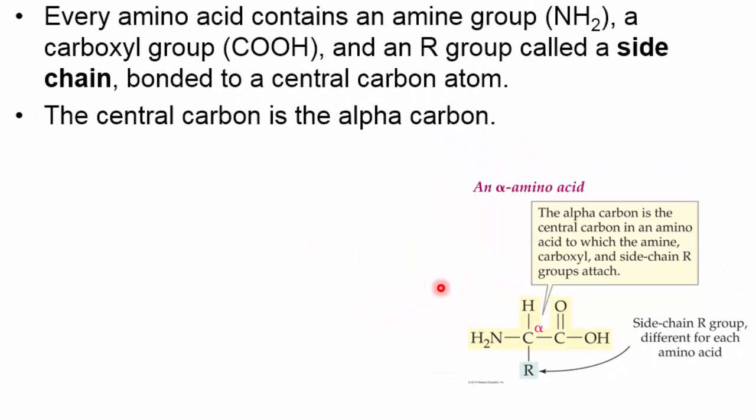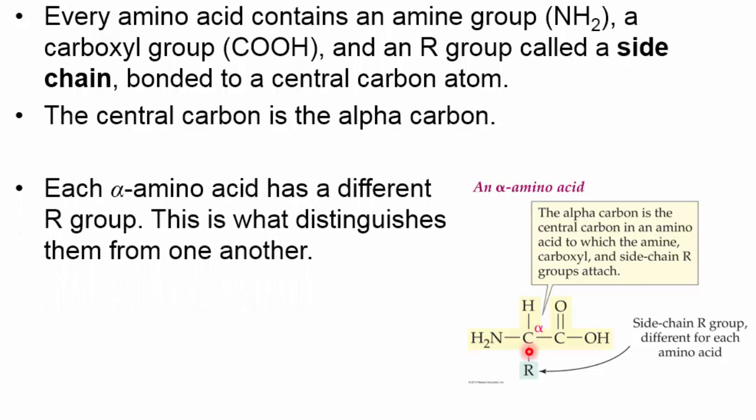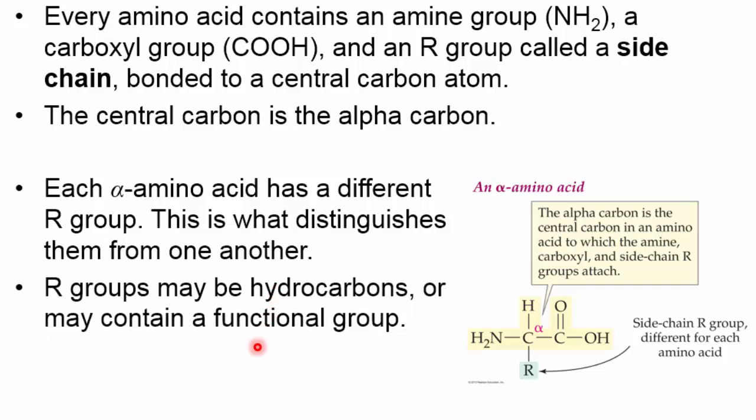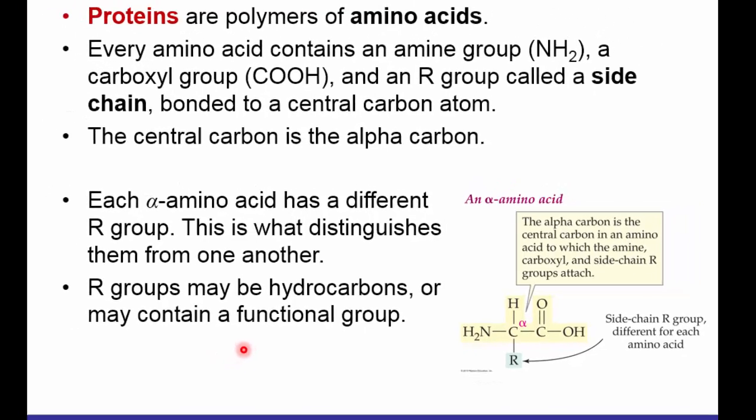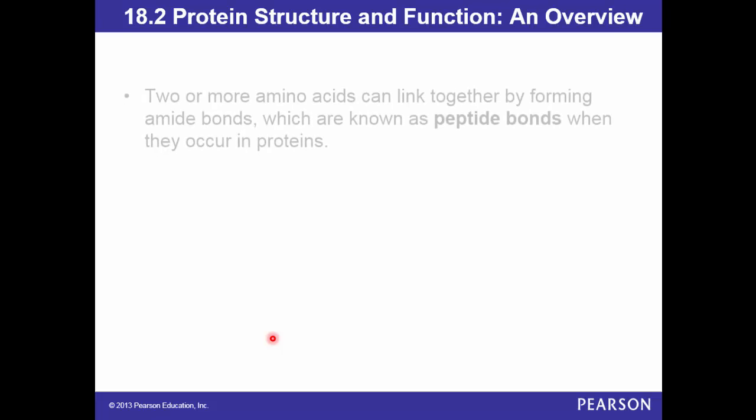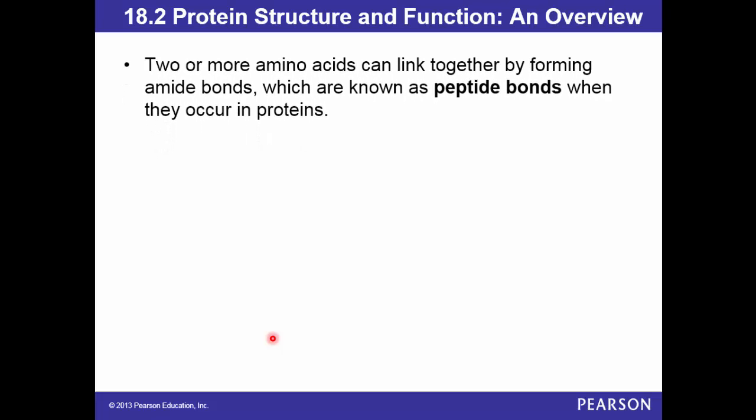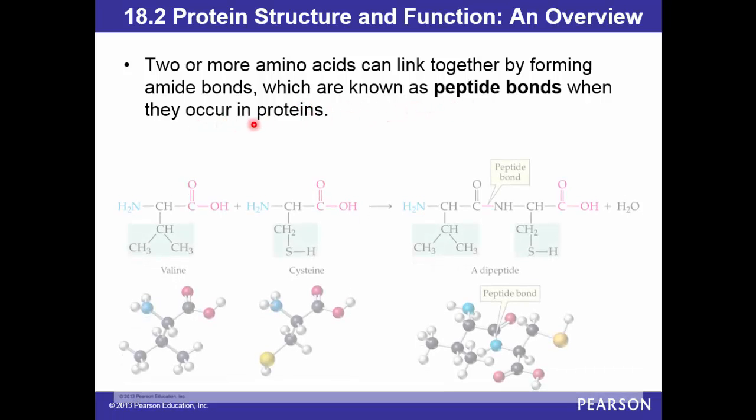So always the central carbon is designated alpha. Each alpha amino acid has a different R group. So as I said, R identifies your amino acid. R groups may be hydrocarbons or may contain a functional group, as we will see in different amino acids. Now, two or more amino acids can link together by forming amide bonds, which we took in organic part, which are known as peptide bonds when they occur in proteins.